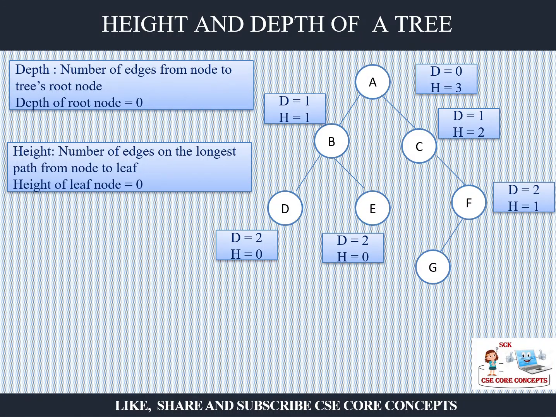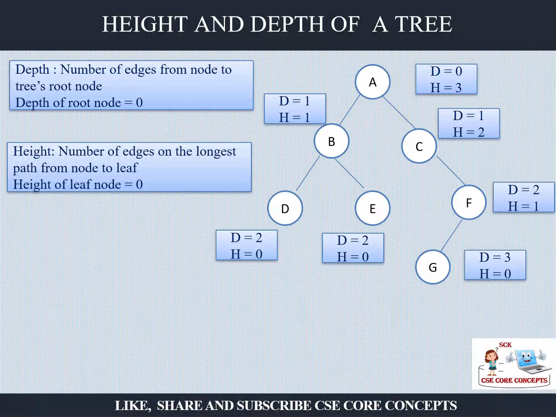Now if you consider the node F, depth is 2. It is at a 2 unit distance from the root node. But its height is 1 because it has one more child, that is G. And G is a leaf node, so its height is 0 and the depth is 3 because it is at a distance of 3 units from the root node. So I hope it is clear what the difference is between the depth and the height of a tree.